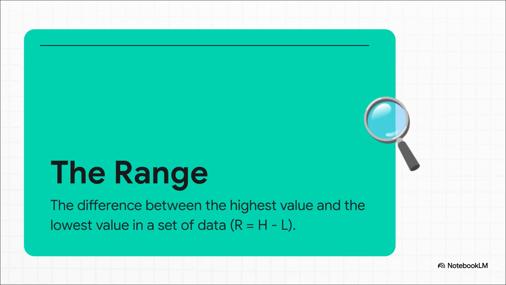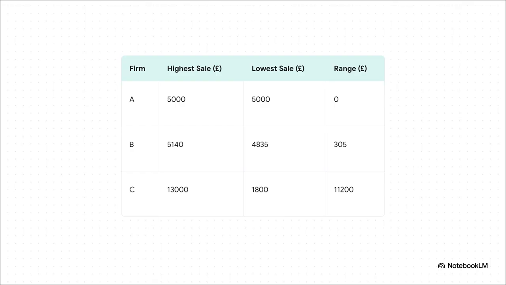The first and simplest tool we can grab is called the range. And it's exactly what it sounds like. You just find the highest number and the lowest number in your data and find the difference. That's it. It's our first step towards seeing the whole story. Now let's apply this to our 3 firms, and wow, the picture gets clear fast. Firm A has a range of 0. No surprises there. Firm B has a pretty small range, just over £300. But Firm C, a massive range of £11,200. All of a sudden, these 3 identical companies look very, very different, don't they?